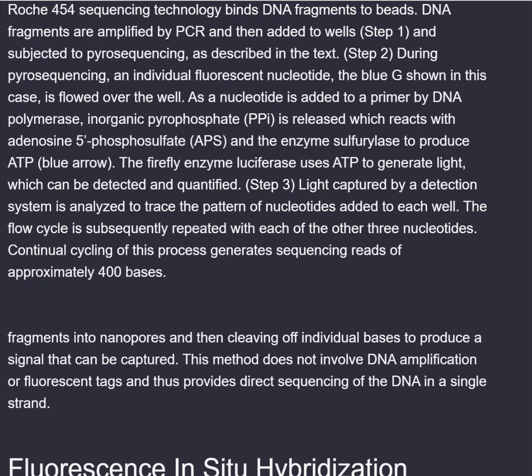The firefly enzyme luciferase uses ATP to generate light, which can be detected and quantified. Step 3. Light captured by a detection system is analyzed to trace the pattern of nucleotides added to each well. The flow cycle is subsequently repeated with each of the other 3 nucleotides. Continual cycling of this process generates sequencing reads of approximately 400 bases.